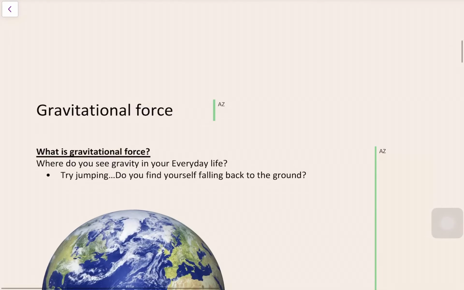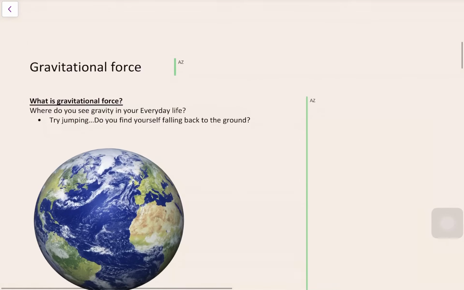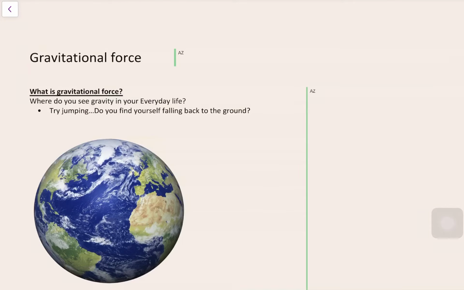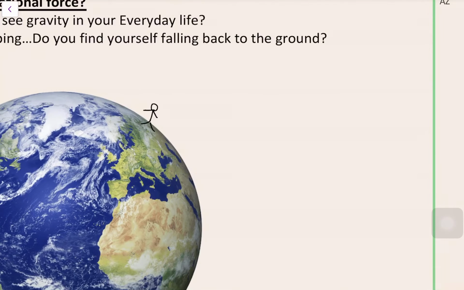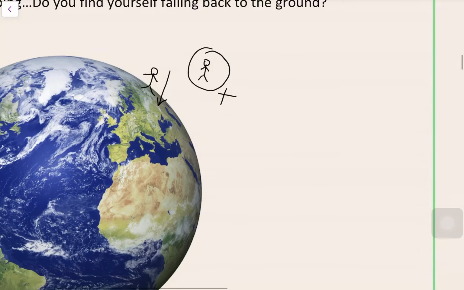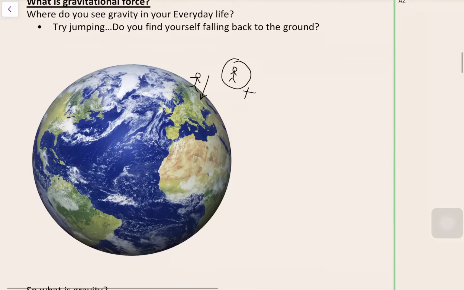Based on this, I would suggest to you that the reason why you are pulled back down to the earth or to the ground is due to gravity. We say that there is a gravitational force between your body and the earth. Alright, so you see the earth here, and then you can see yourself over here. The gravity actually keeps you rooted to the ground. It's the reason why you are not floating around in space. If there is no gravity, this will happen. However, because there is gravity, you are being pulled to the ground.